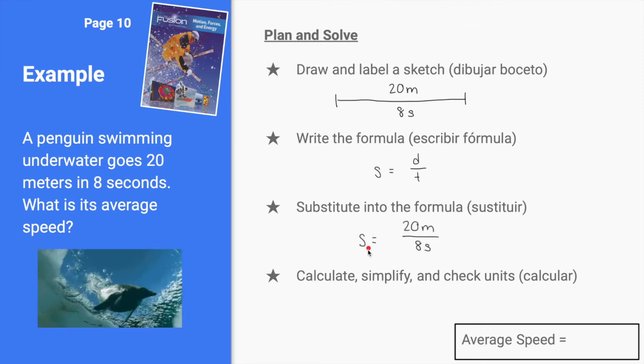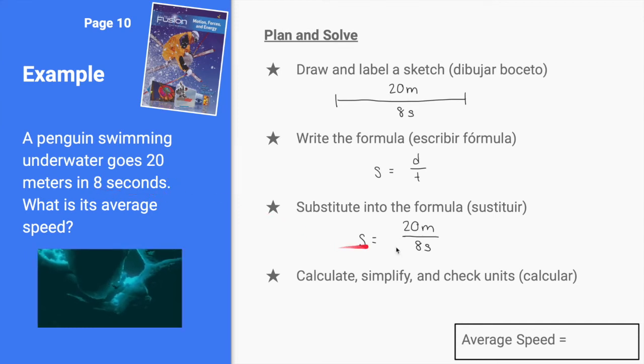So it will look like this. I have speed because, well, we're calculating for average speed. We don't know that yet. I'm replacing my distance with 20 meters, since that's what it says here, and my time with 8 seconds, since it says that here. So now I have speed equals 20 meters over 8 seconds.